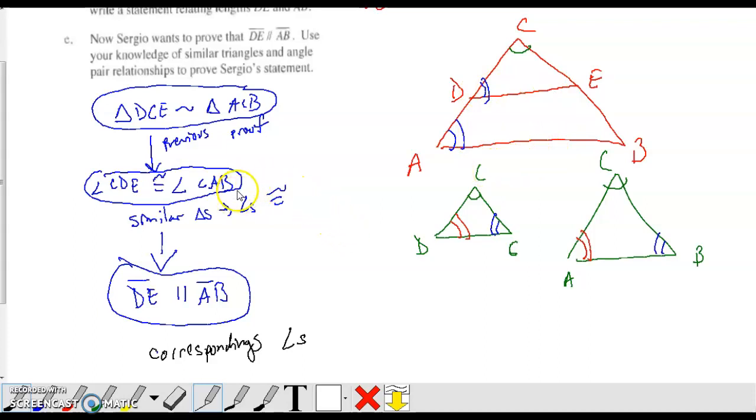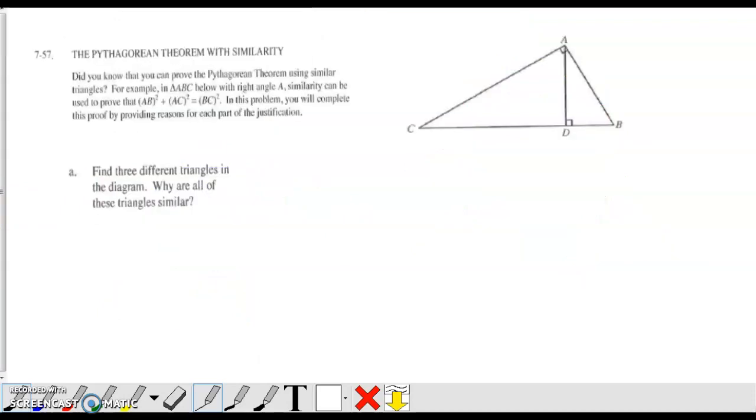All right, in our next video, in part 2, what we're going to talk about is Pythagorean theorem using similarity.